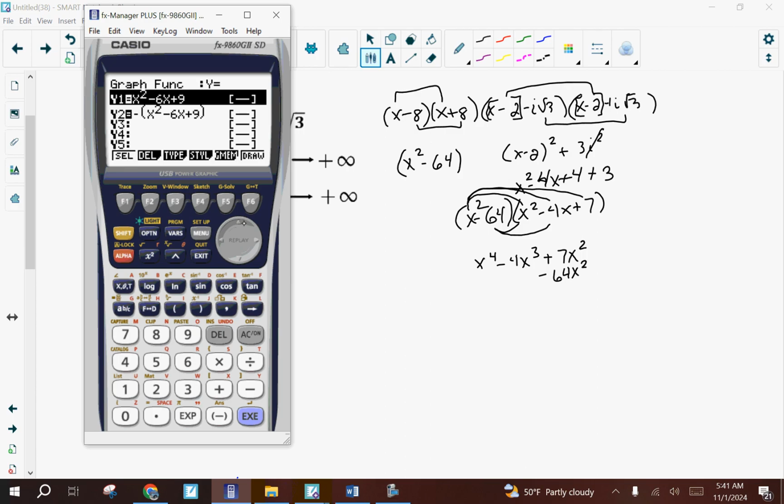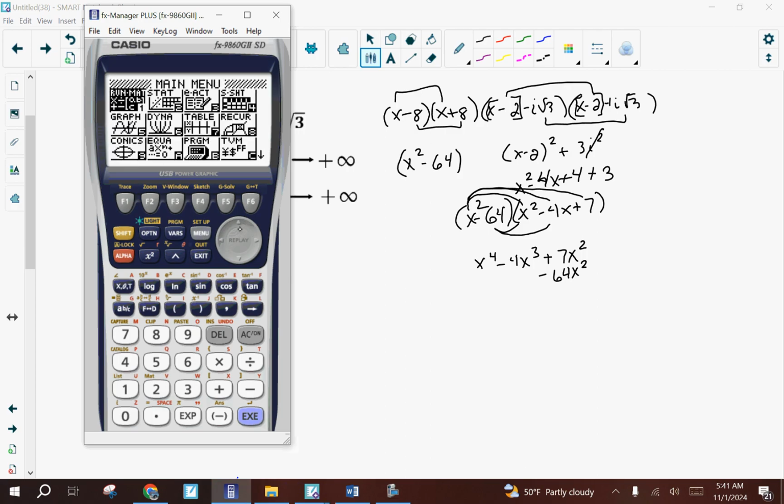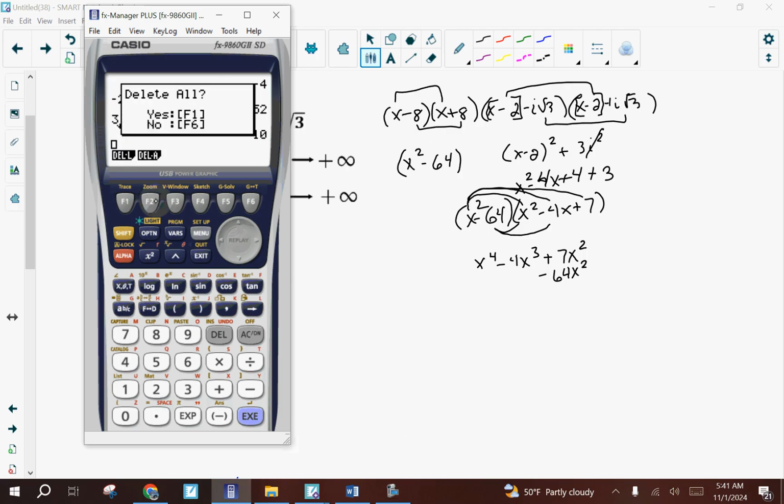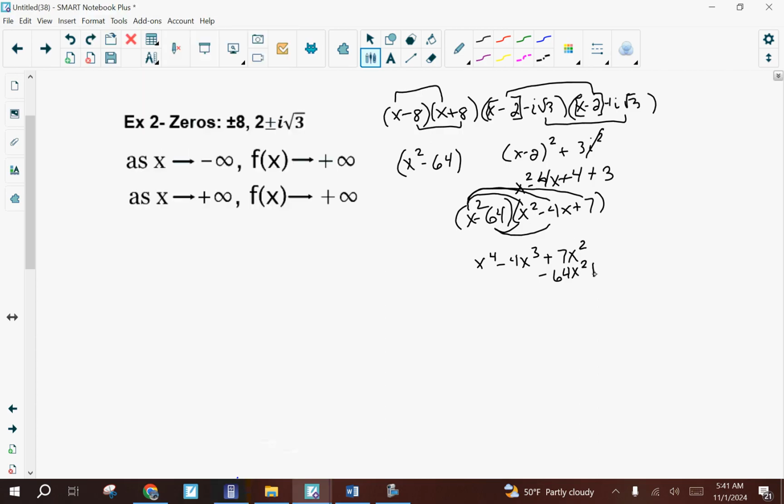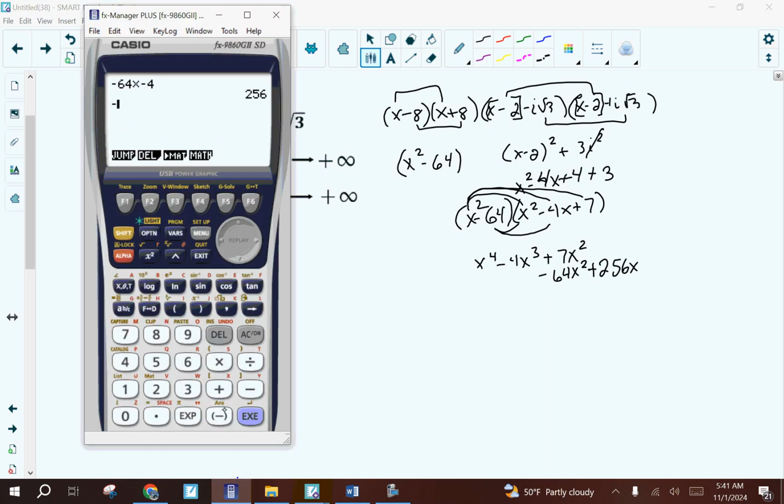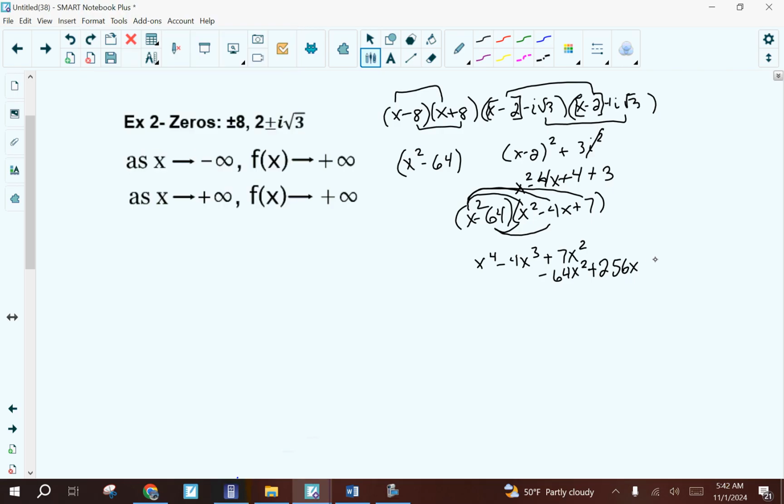So exit, go into the menu. So negative 64, let's clear all this out. Negative 64 times negative 4. That's 256x. That's going to be a positive. And then negative 64 times 7. Negative 448.